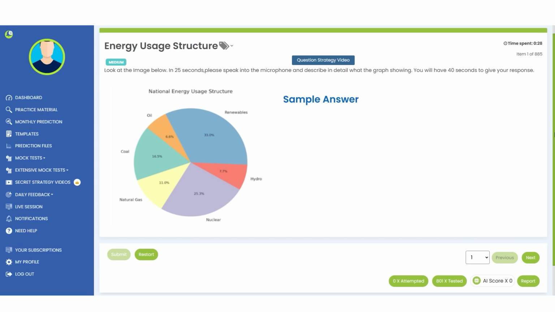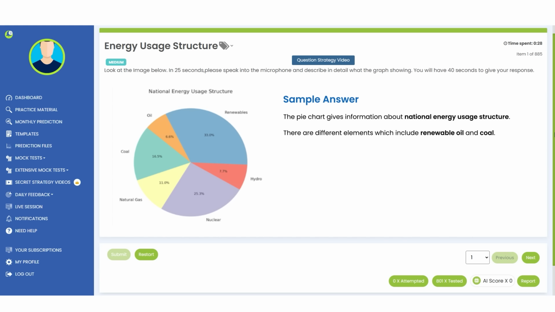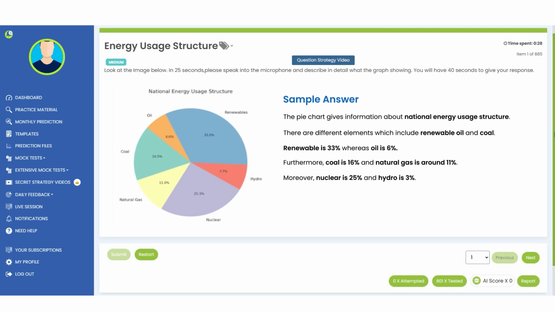Now, if I have to explain this image, this is how I'll do it. The pie chart, or you can say the image. If you're not really sure what image type it is, you can just say the image. The pie chart gives information about national energy usage structure. There are different elements which include renewable, oil and coal. Renewable is 33%, whereas oil is 6%. Furthermore, coal is 16% and natural gas is around 11%. Moreover, nuclear is 25% and hydro is 3%. The highest one is renewable, whereas the lowest figure is oil. Overall, the image is about national energy usage structure.